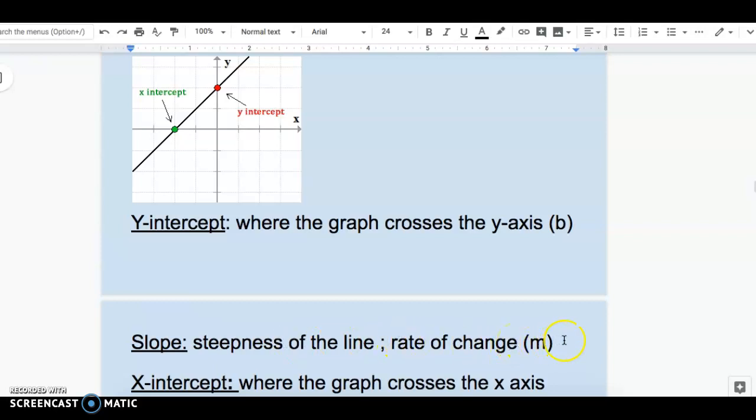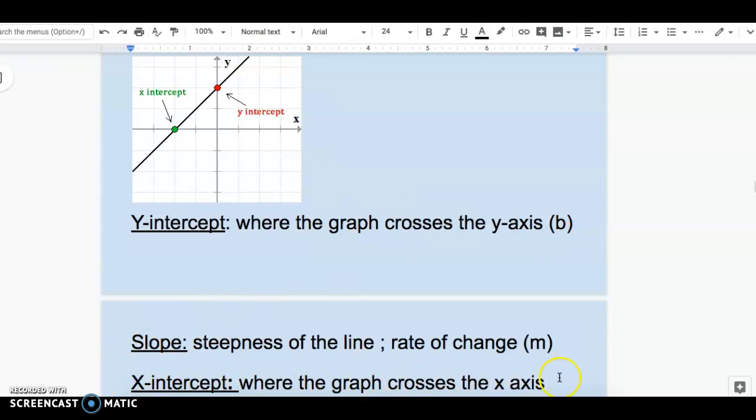You can think of it as kind of skiing downhill. If you're skiing downhill, the steeper that slope is, the faster you're going to ski, or rolling a car down a hill or anything like that. We also have our y-intercept where the graph crosses the y-axis, which is our b in y equals mx plus b. And we have our x-intercept where the graph crosses the x-axis.